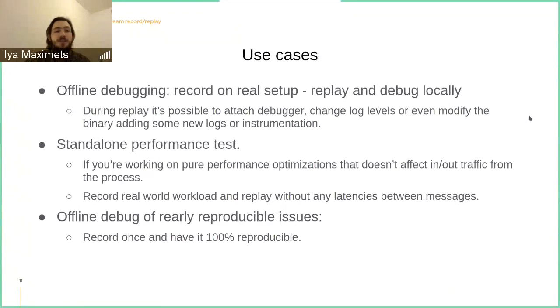The second is a standalone performance test. If you are working on pure performance optimizations that don't affect in-out traffic from the process, you could just record the real-world workload that you're interested in and replay it without any latencies between messages. In this case, the total time spent processing this replay is your performance metric. And also offline debugging of rarely reproducible issues. You only need to record once and have it 100% reproducible in replay after that.